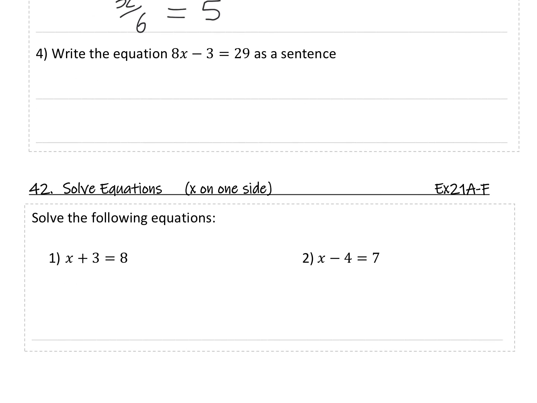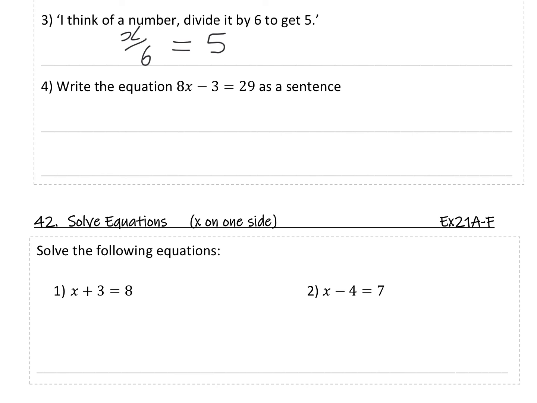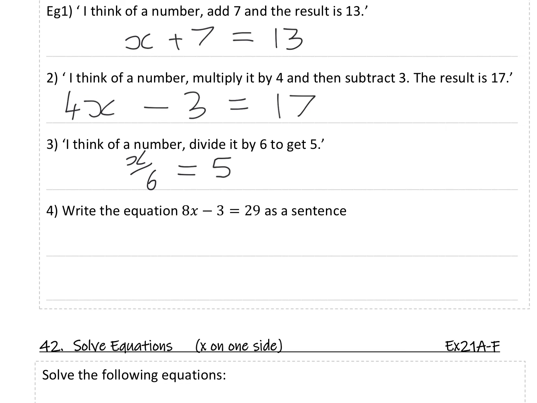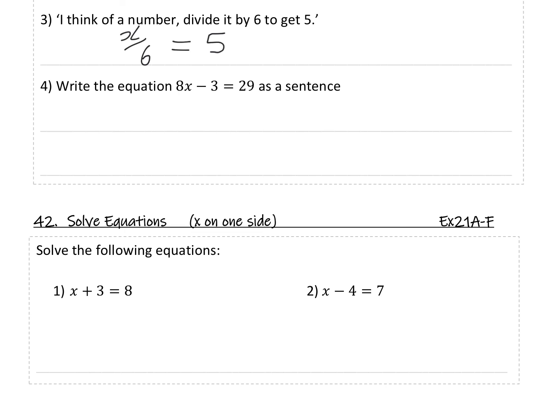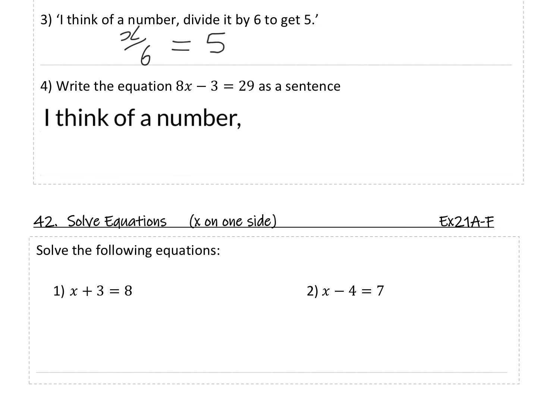Example 4. Write the equation 8x minus 3 equals 29 as a sentence. So you'll notice in the previous questions, we always start off with x. I think of a number, which is what we call x. So we'll start off in the same way and write down I think of a number to represent x. So I think of a number. And what do we do with the number? Well, it's 8x, so that x has been multiplied by 8.